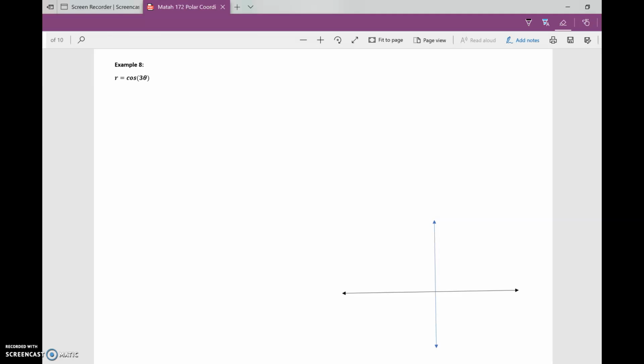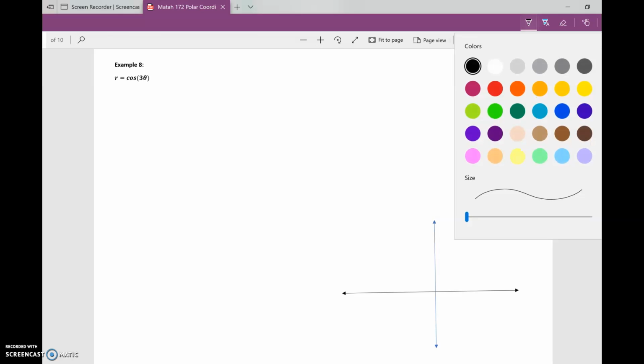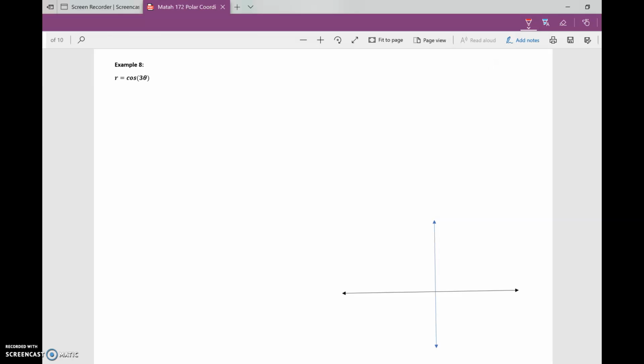Hi class, let's take a look at example 8. And example 8 could be really messy if you don't recognize the actual shape of it. In this case, because it has a single cosine and then it has a value of 3 multiplying the angle or the argument, this one's going to represent a rose with a total of 3 petals.